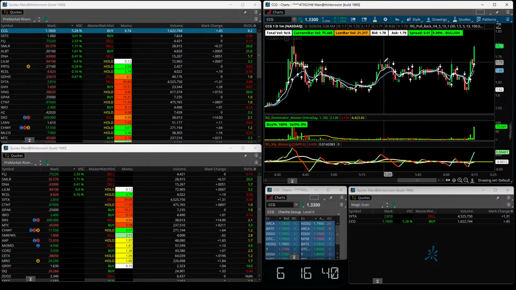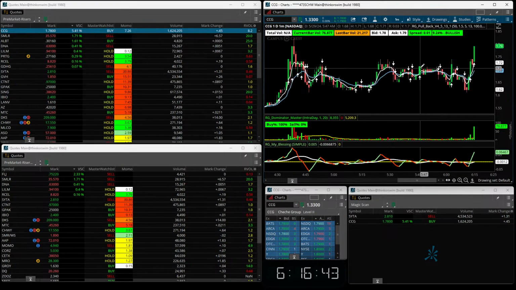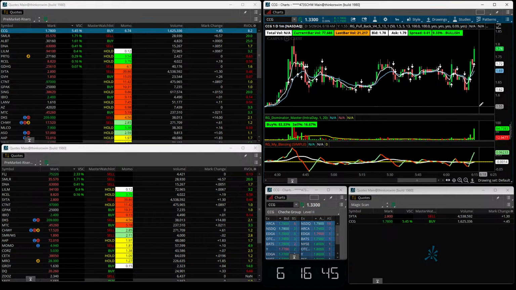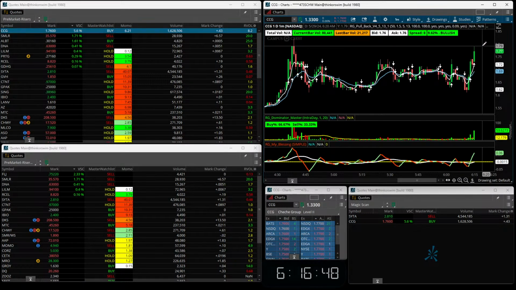It's kind of like we get these little runs up and drastic pullbacks, a little run up, a pullback, a run up, a pullback. So will it pull back here? Let's go ahead and set that resistance line.